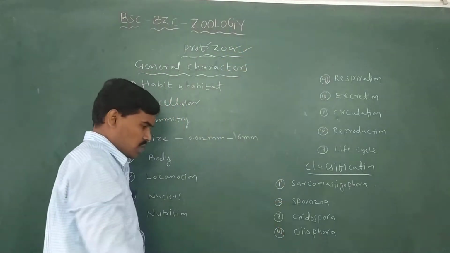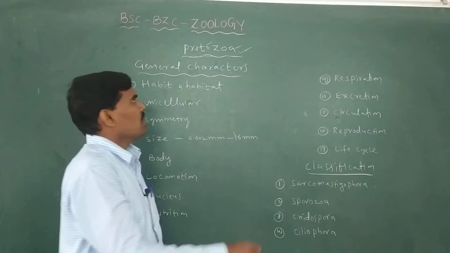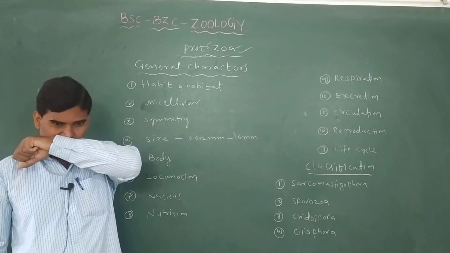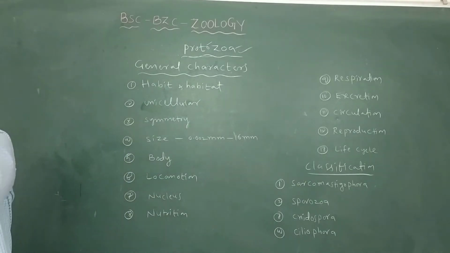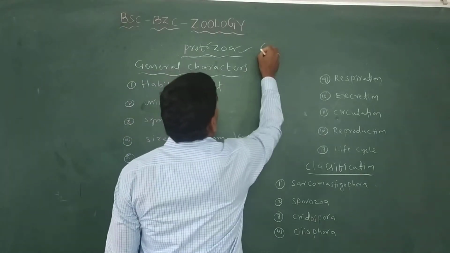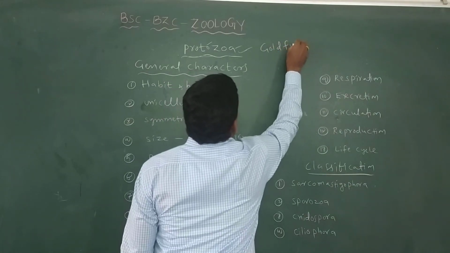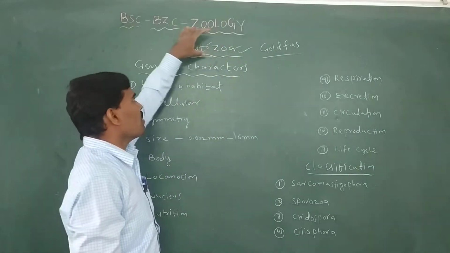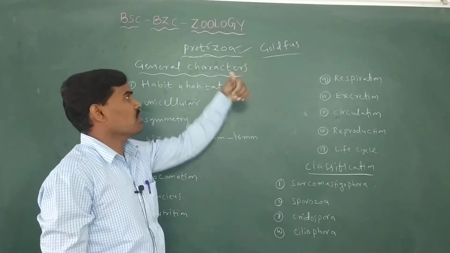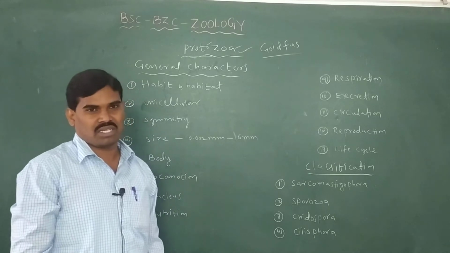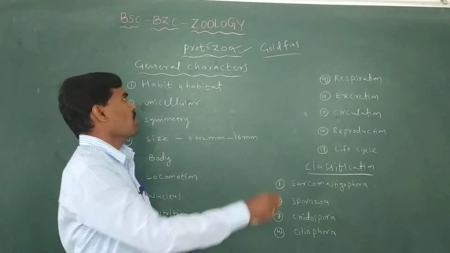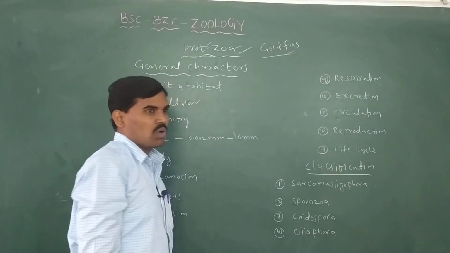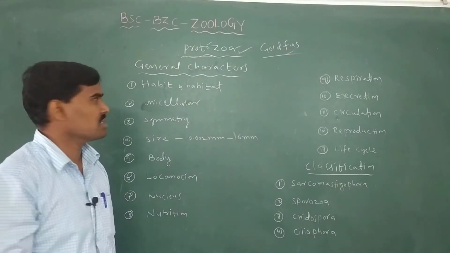The term Protozoa was first coined by the scientist Goldfuss. Before Goldfuss, Antony van Leeuwenhoek was the scientist who observed them, but the term Protozoa was coined by Goldfuss in the 1820s.